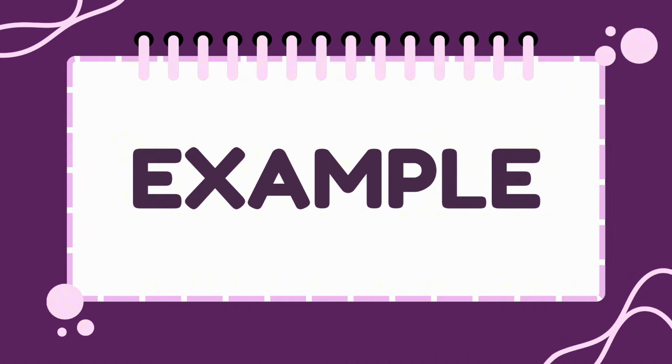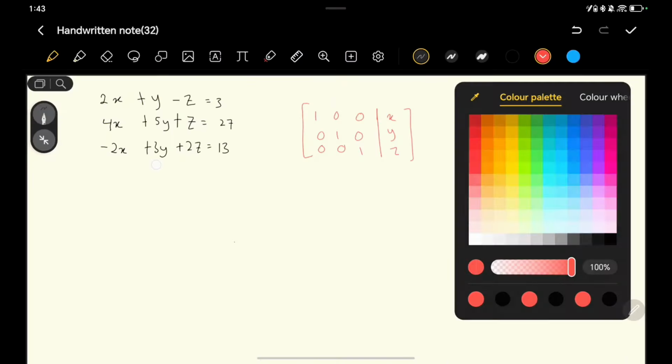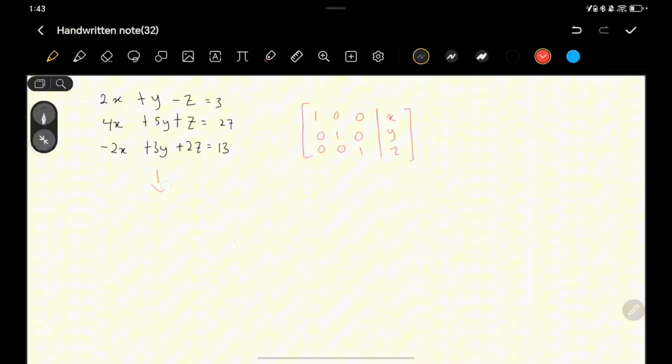So now, let's see example. So here we have a question in a form of equation. Let's solve it using ERO method. Firstly, form it into an augmented matrix. Because from here, from the augmented matrix, we wanted to convert it into an identity matrix to find out the value of x, y, and z.